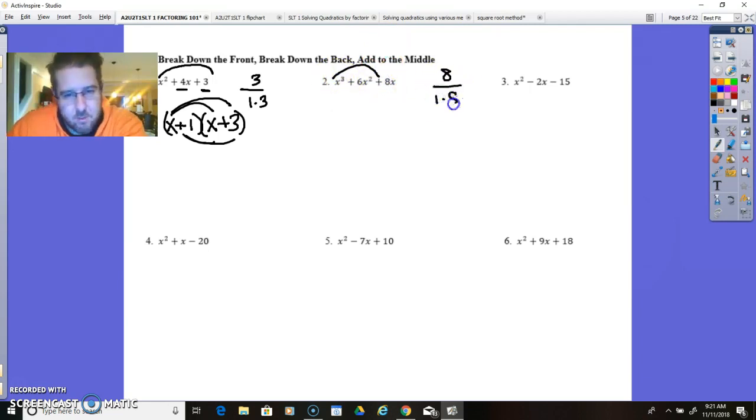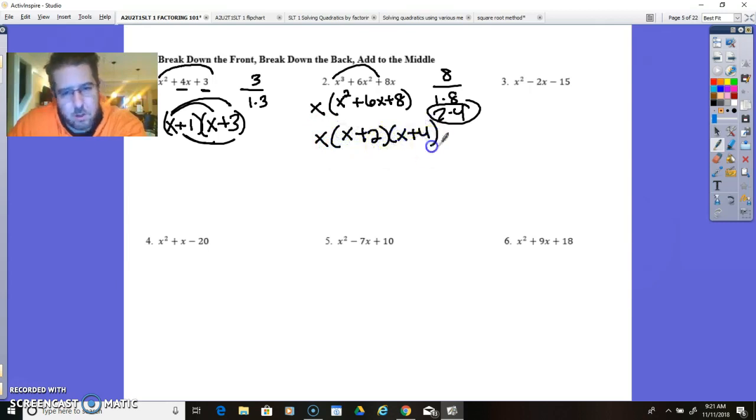All right, so 1 times 8 is 8. The factors of 8 are 1 times 8 and 2 times 4. This one's going to add up to 6, so those are the two factors. Oh, I needed to factor out the GCF first. I didn't see that they all have an x. And then I've done all my work here because 2 times 4 is 8 and 2 plus 4 is 6. So it's x plus 2 and x plus 4.